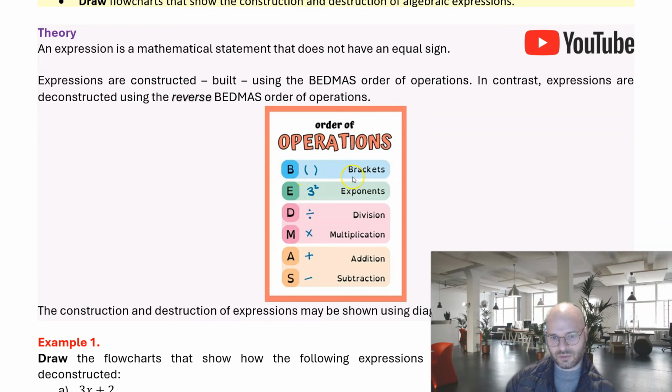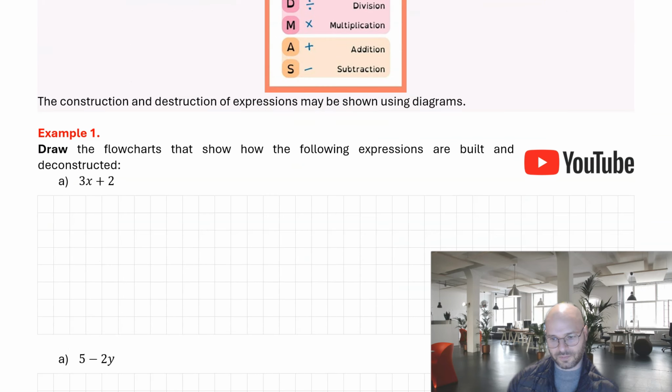So we have brackets, which is the most important, exponents, which is the second most, division and multiplication, which is the third most. We can do these in either order. And then addition and subtraction, which is the fourth most important. Again, addition and subtraction can be done in either order. The construction and destruction of expressions may be shown using diagrams.